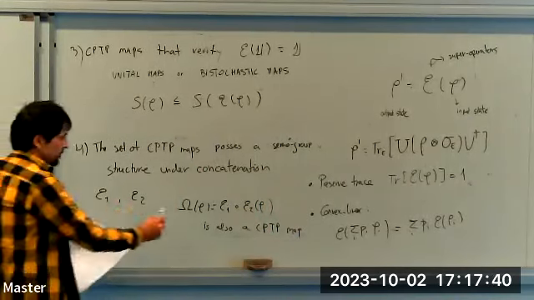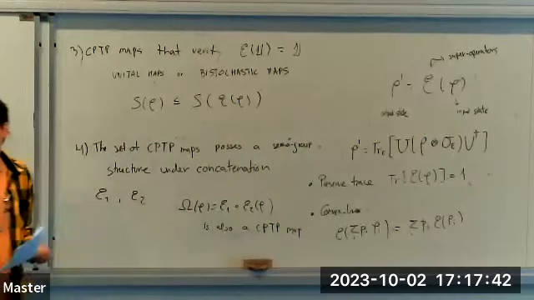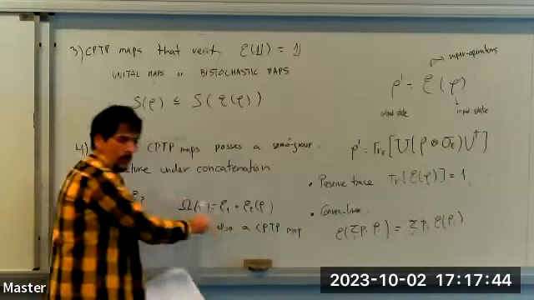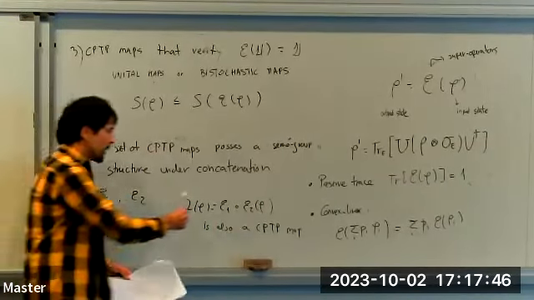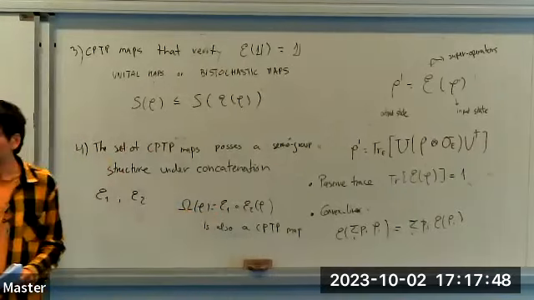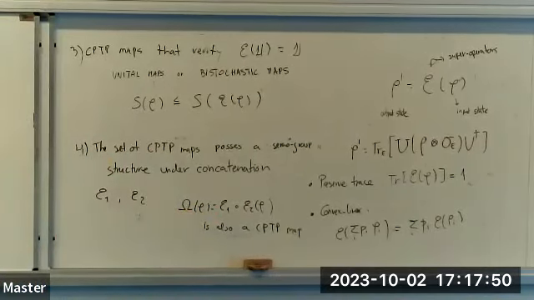However, these two do not commute. So if I apply first E1 and then E2, it's not the same as if I apply first E2 and then E1. But in both cases, the result is a CPTP map as well.